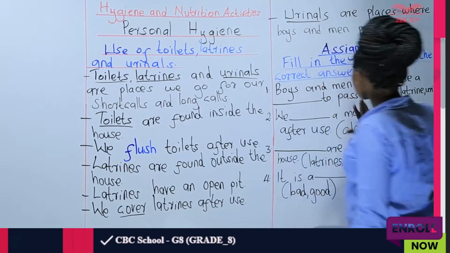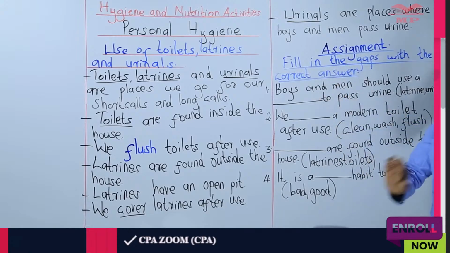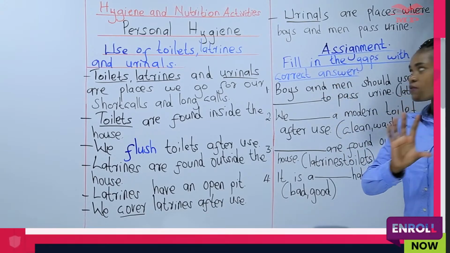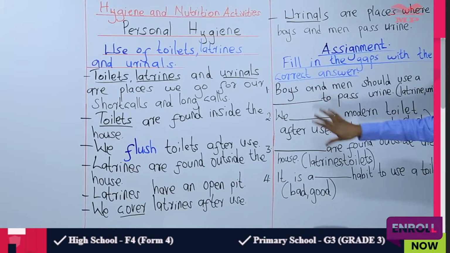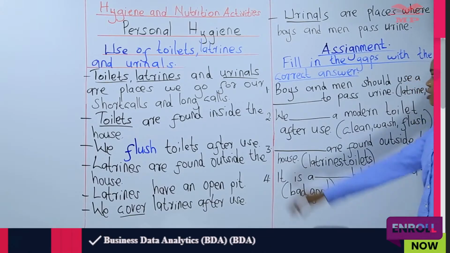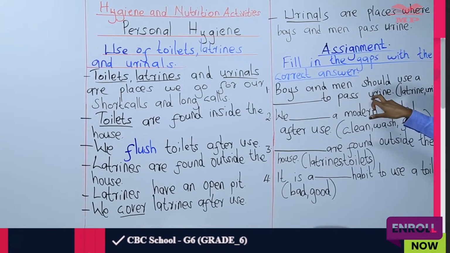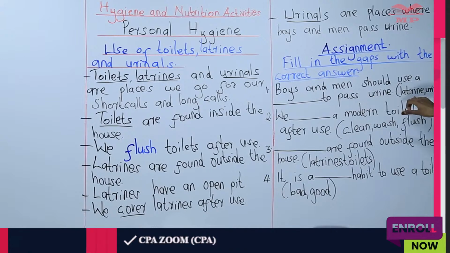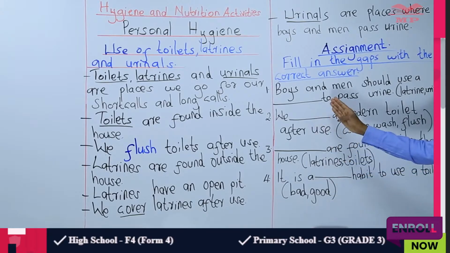So this is the assignment, the instruction: fill in the gaps with the correct answer. You are going to choose the correct answer from what you have in the brackets and fill in the dashes from question 1 up to question 4. So number 1 reads, boys and men should use a dash to pass urine. The answers in brackets are latrine, urinal. So you select the correct answer and fill in the blank space.